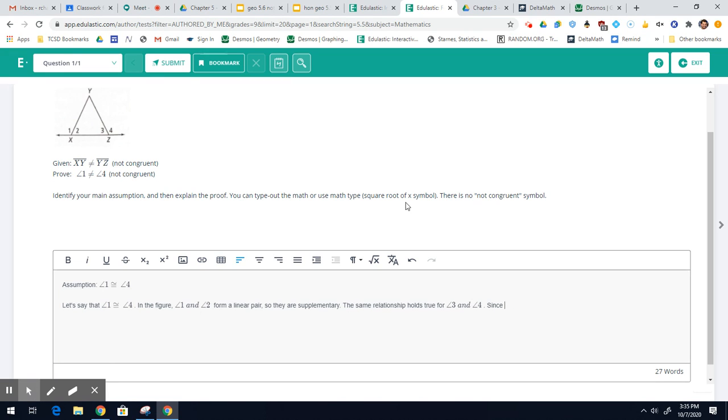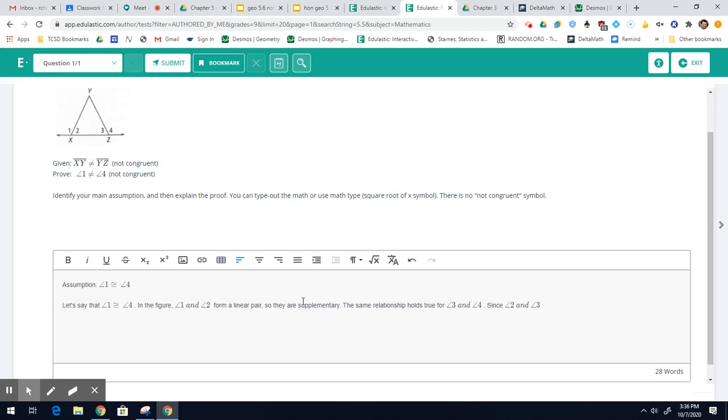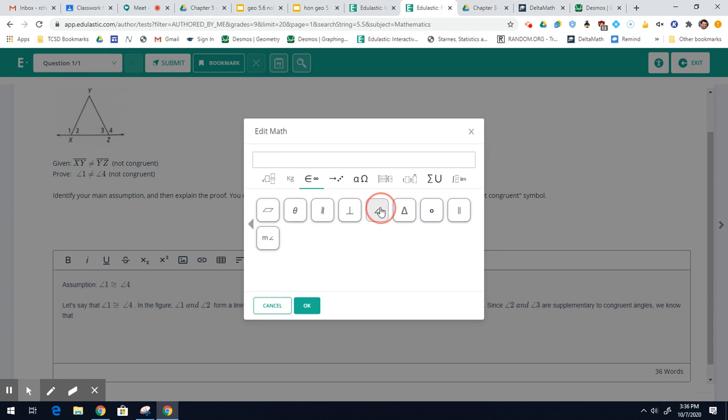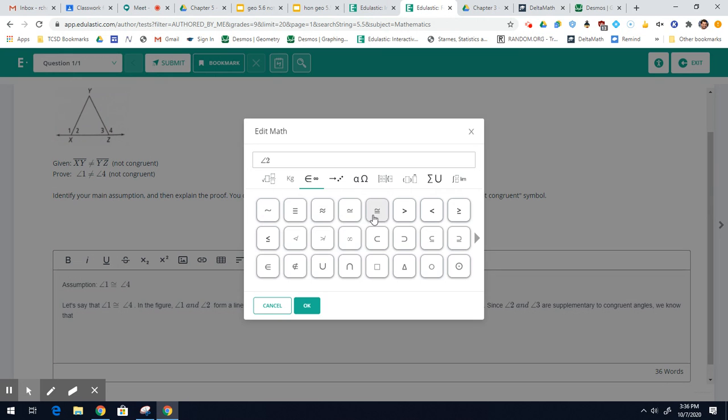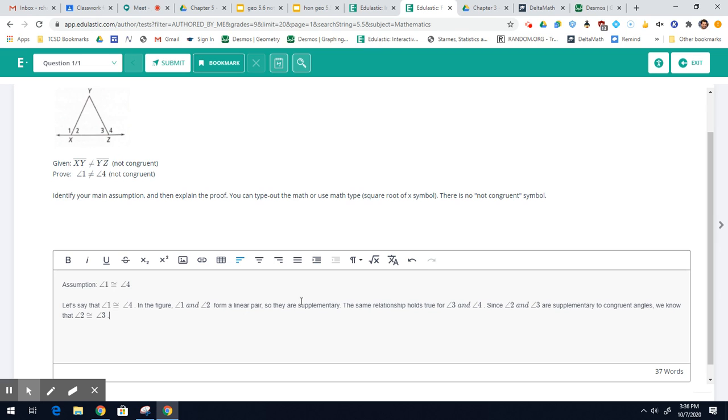So I'm going to say, since angle 2 and angle 3 are supplementary to congruent angles. And then in MathType, since angle 2 and angle 3 are supplementary, we know that angle 2 is congruent to angle 3. And that's called the congruent supplements theorem. That's fine though. When you've been doing your Delta Math, you've seen this as a reason.